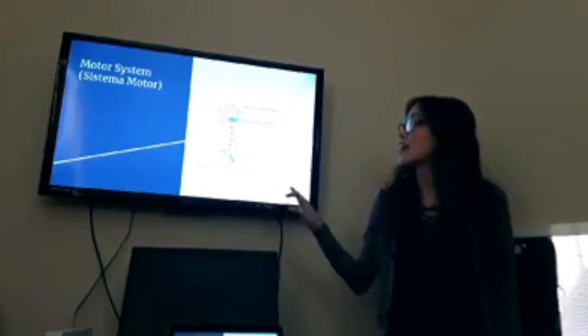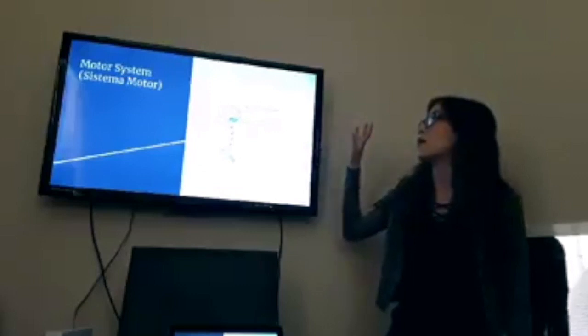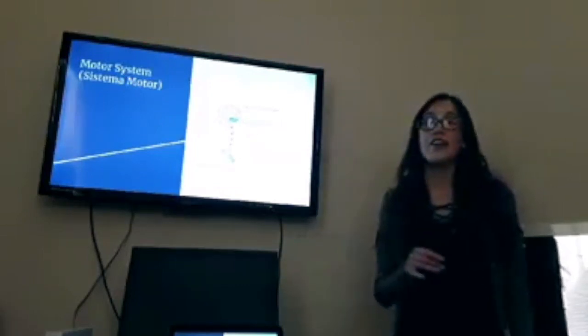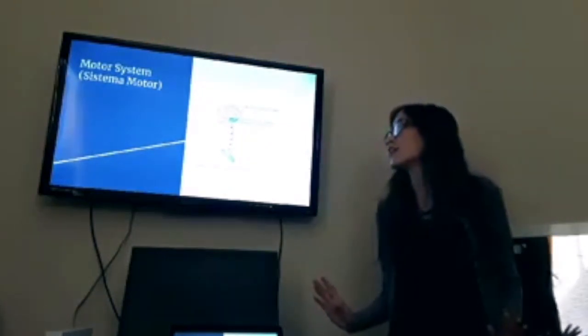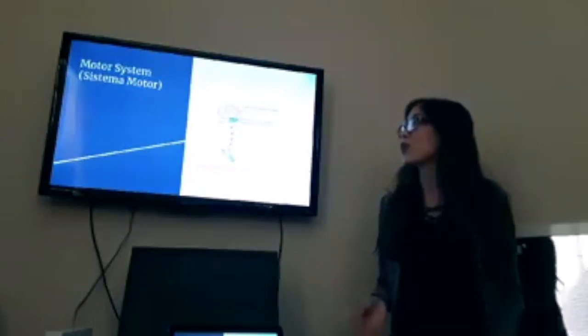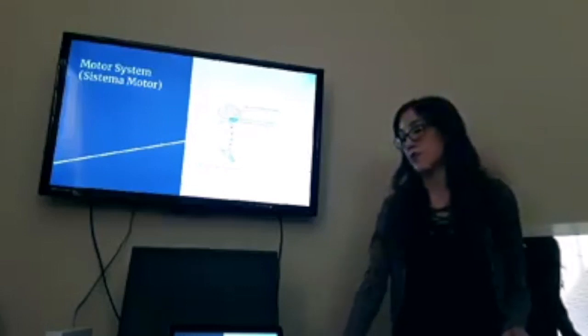Entonces va a empezar la señal en la corteza cerebral y va a viajar a la médula espinal y va a viajar la señal a los nervios. Y finalmente esos nervios van al músculo y el músculo se contrae y eso causa movimiento.